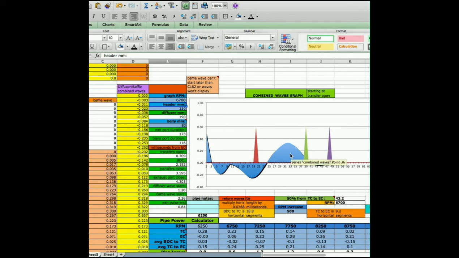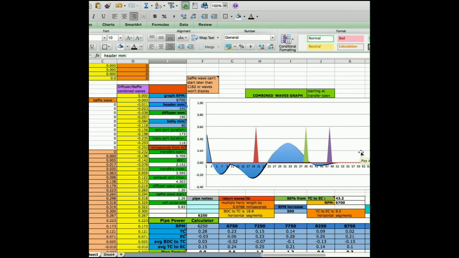It had a very long belly section before the baffle, which caused this wave to be located over here. So only at about 4,500 RPM would it be over here, which at that low RPM, its effect is negligible, because you have so much more time from transfer closing on up for the process to happen.